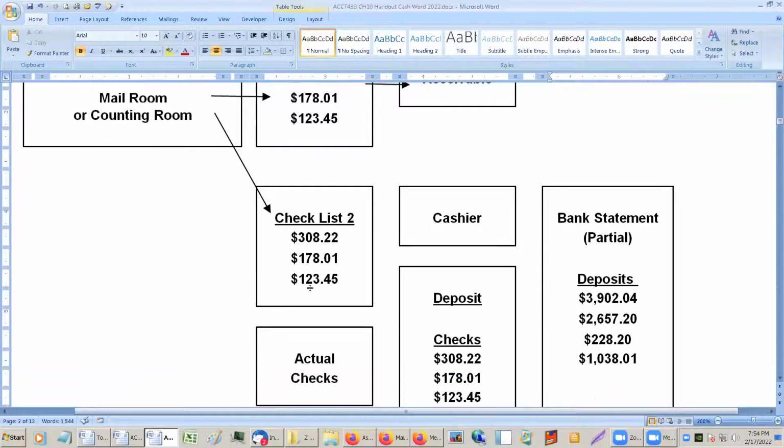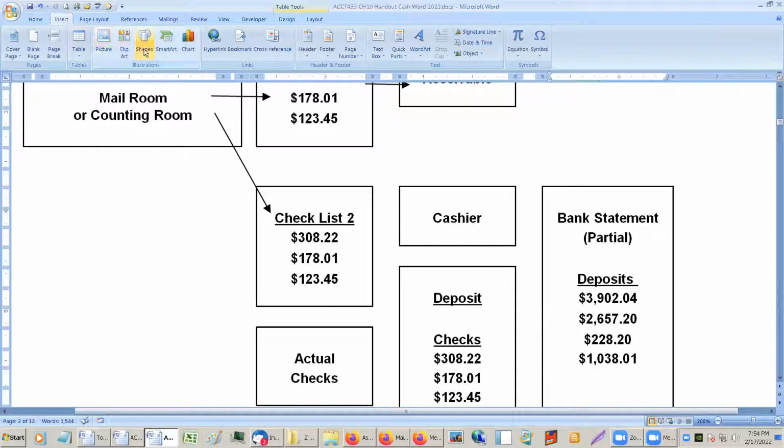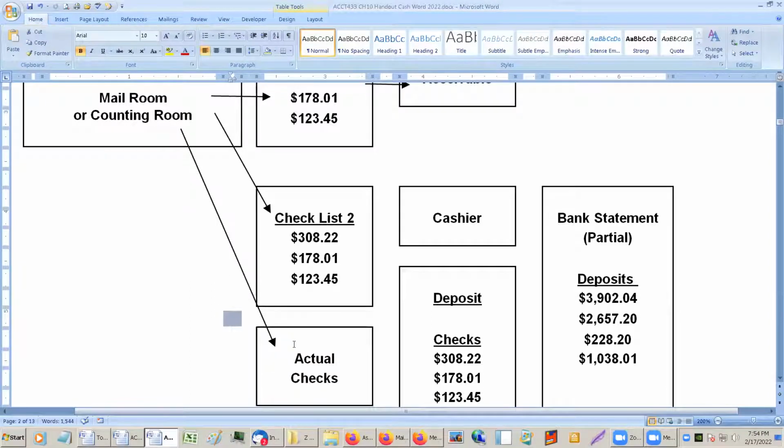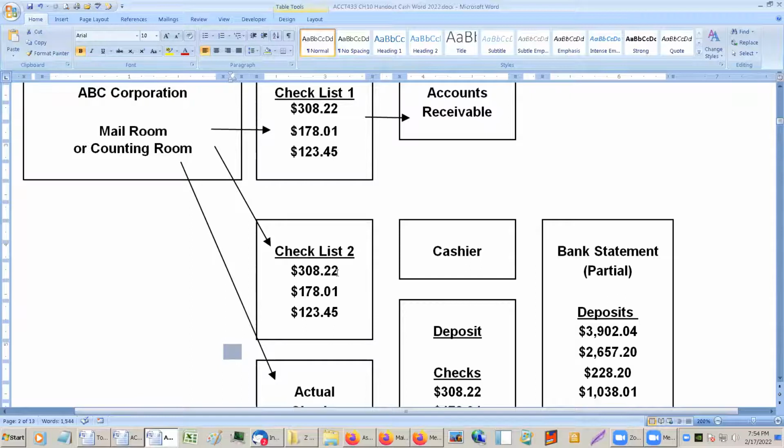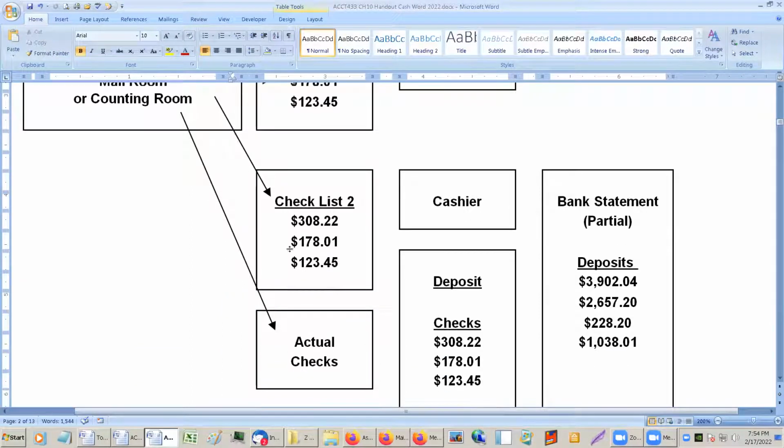The second list, along with the checks themselves, will go on here. Now notice that they get the actual checks. They're not making the record. They're not doing the record keeping. They're getting the checks, and there's a check list.